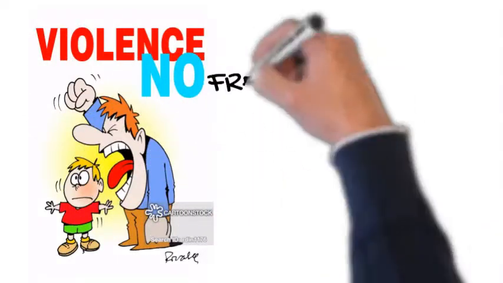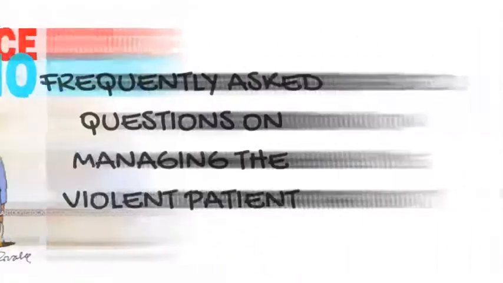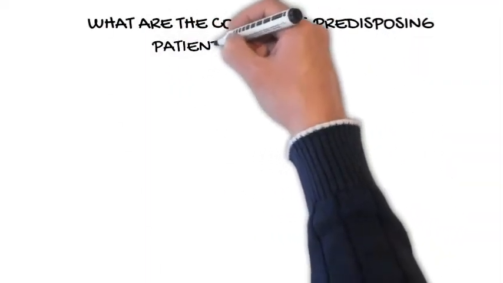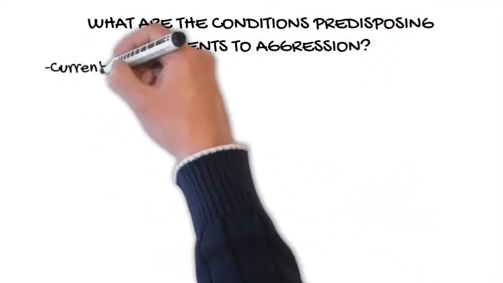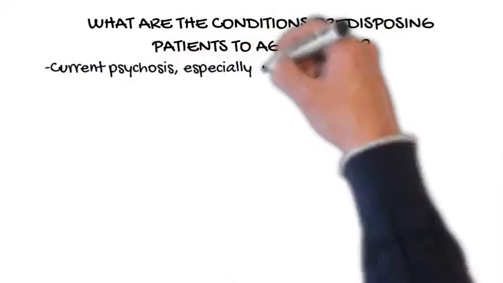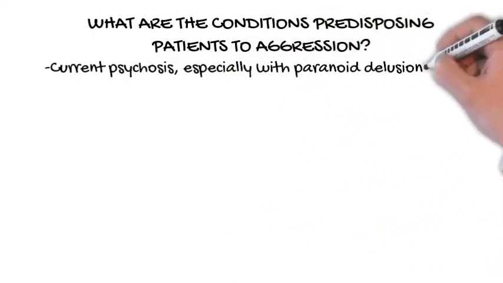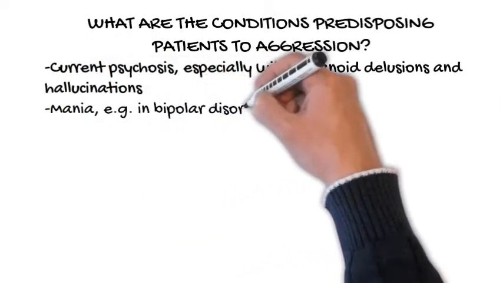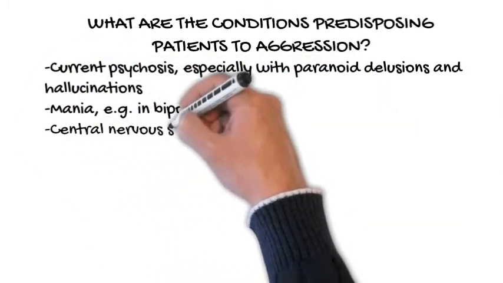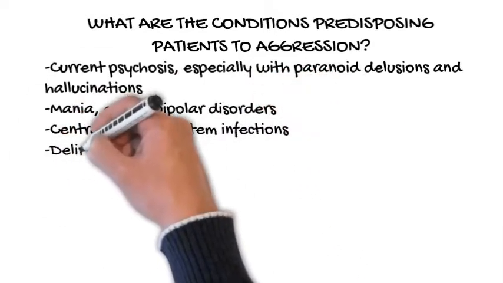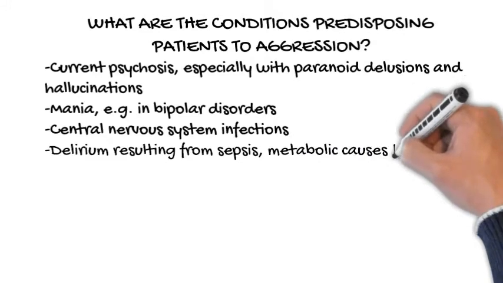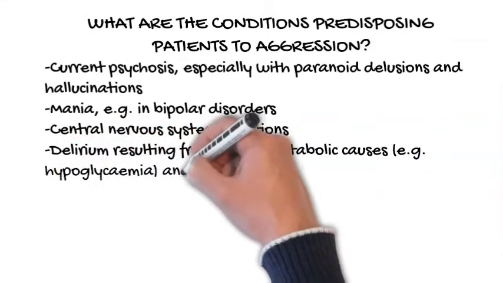Frequently asked questions on managing the violent patient. What are the conditions predisposing patients to aggression? Current psychosis, especially with paranoid delusions and hallucinations. Mania, for example in bipolar disorders. Central nervous system infections. Delirium resulting from sepsis, metabolic causes, for example hyperglycemia, and organ failures.